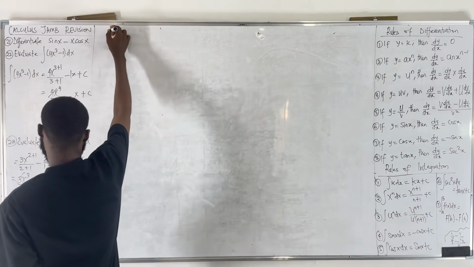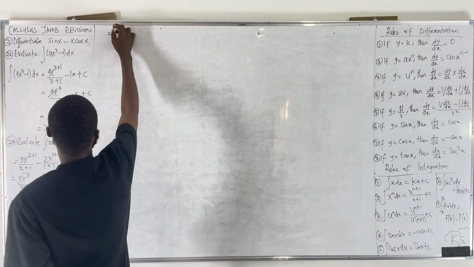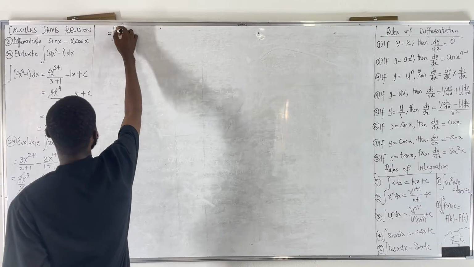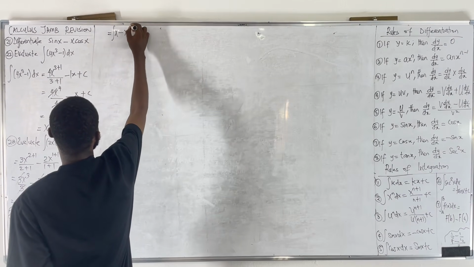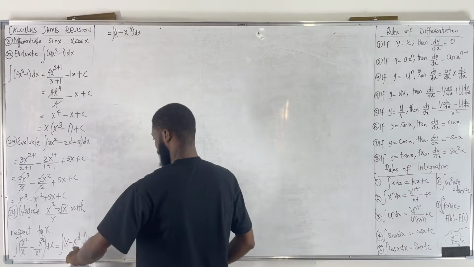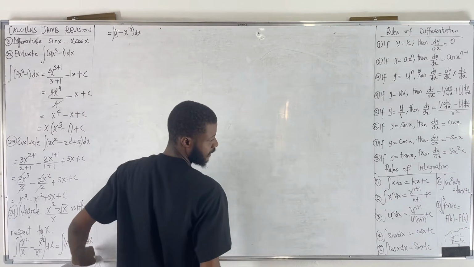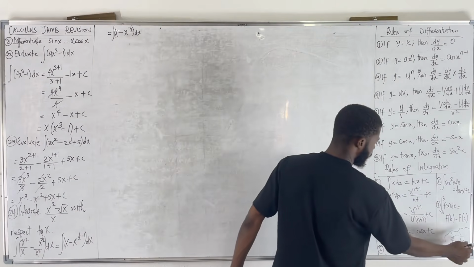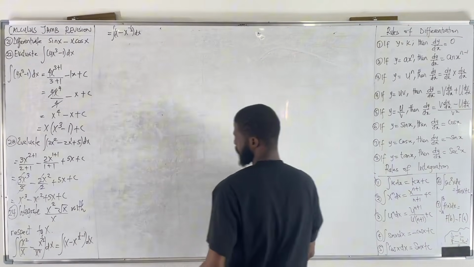So this will equal the integral of x minus x to the power of minus half dx. Remember, I've done this thing before. Half minus 1. I've done that before. It will give you minus 1 over 2.